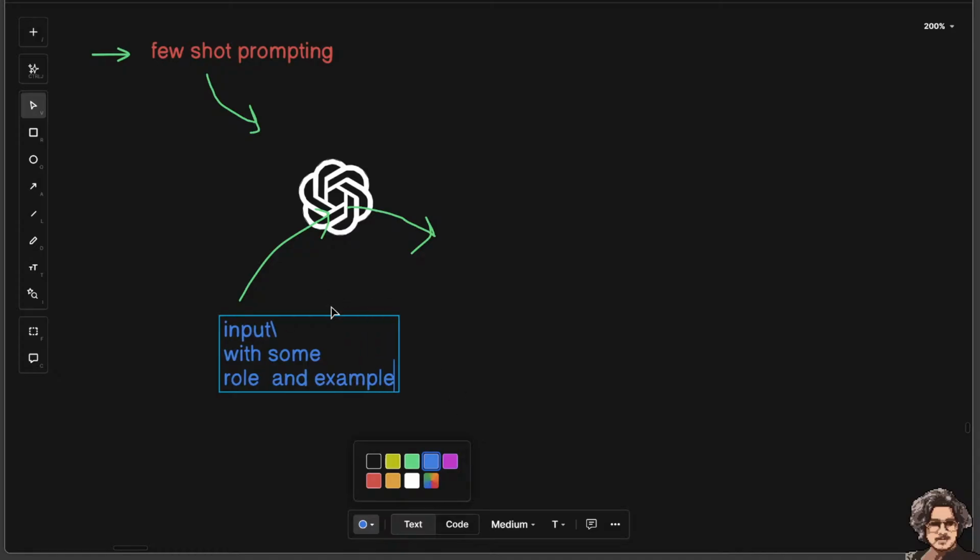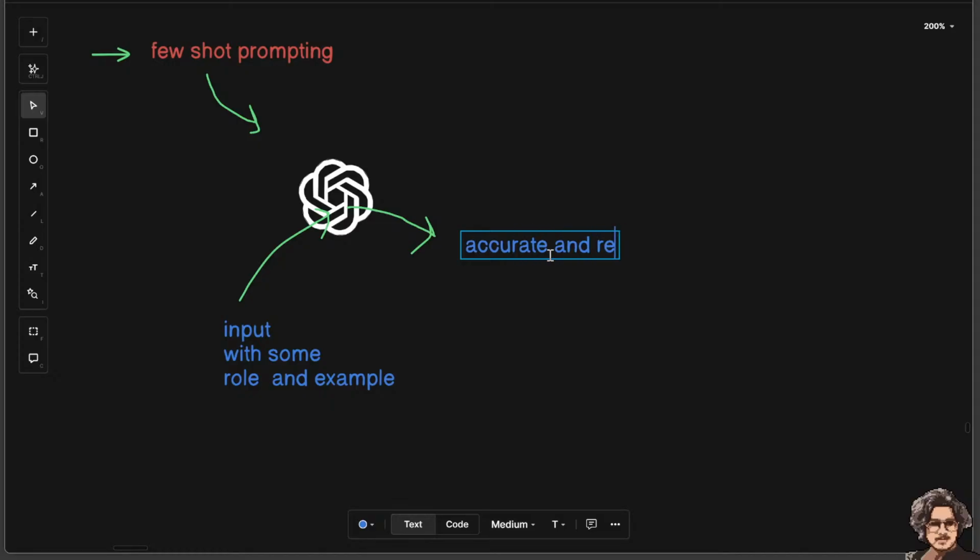Okay, so it can understand the context easily and in an efficient way, so that it can generate accurate and relevant output. This is known as few-shot prompting, like training or providing examples inside the prompt.